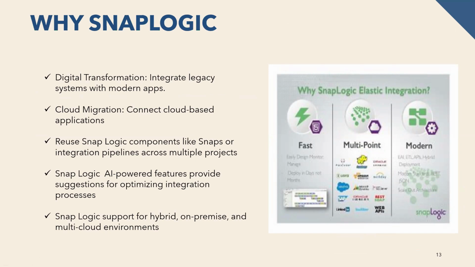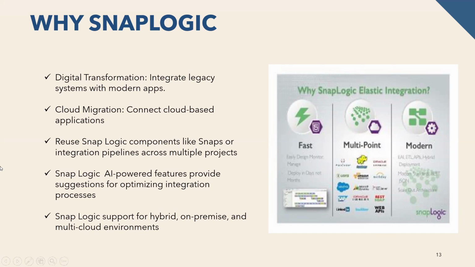Along with that, one of the main reasons organizations use SnapLogic is digital transformation, because everyone is moving their applications into digitalization. They want to integrate their legacy applications with modern applications and transfer the data. Along with that, there is cloud migration, because in most banking domains and other applications, the data is still in on-premises applications. Now they want to move the data from on-premises applications to cloud applications, and they can use these integration tools.